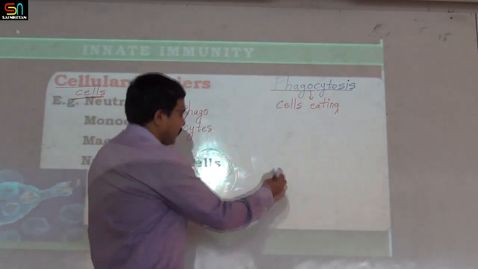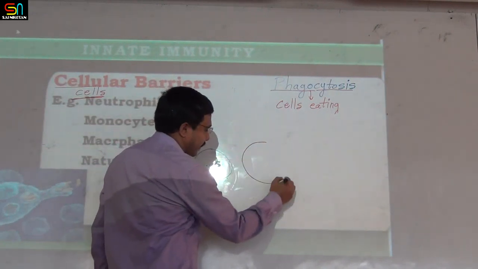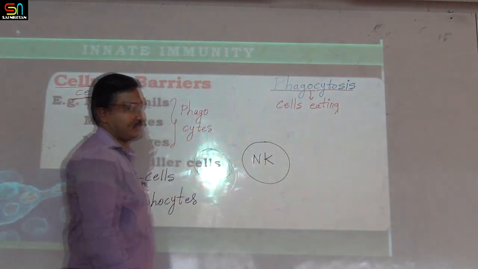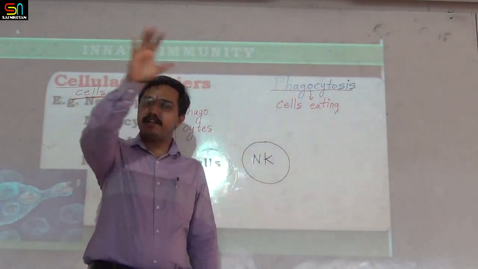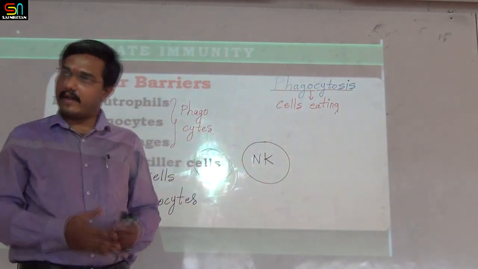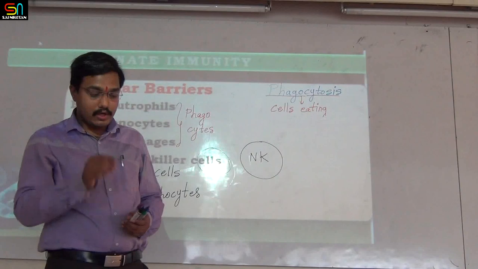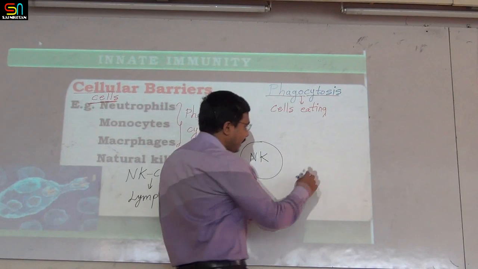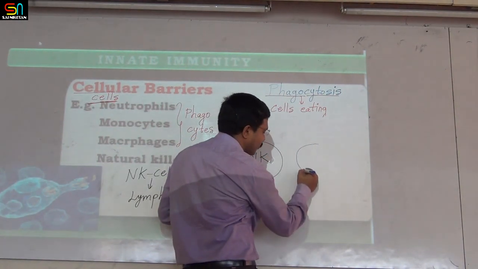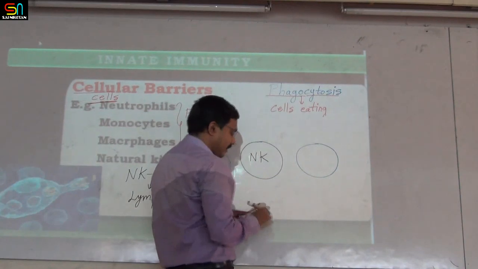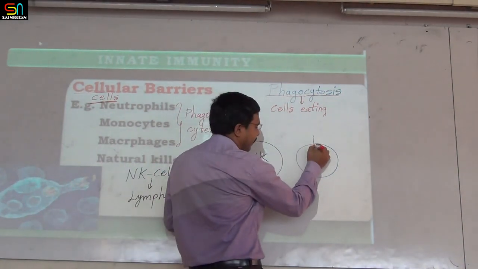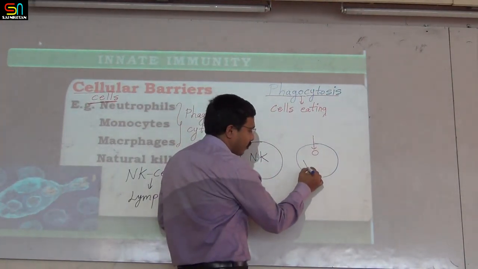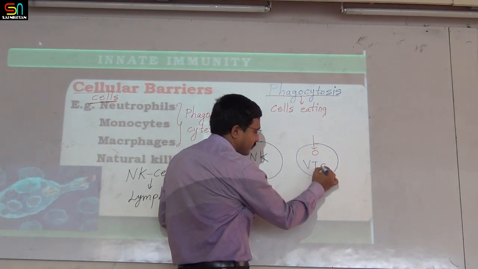So imagine, this is the NK cell, natural killer cell. Always these natural killer cells are wandering in your blood, and they are wandering in the tissue also. So they are always searching. Suppose they find any cell which is infected by virus. Think that this is a cell, and these cells are infected by virus. Now these cells are called virus infected cells.